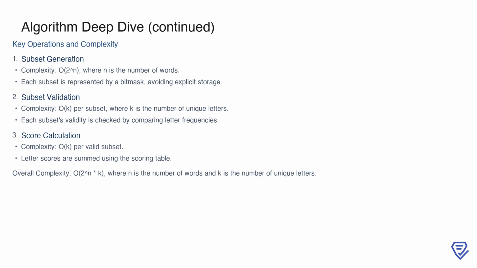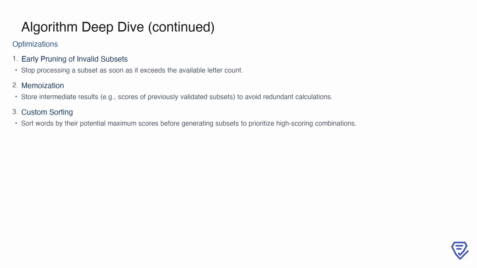When combining these operations, the overall complexity of the algorithm is O(2^n * k), which reflects the exponential growth in the number of subsets as the number of words increases, but with efficient validation and scoring for each subset. To further optimize the algorithm, there are several strategies we can apply.